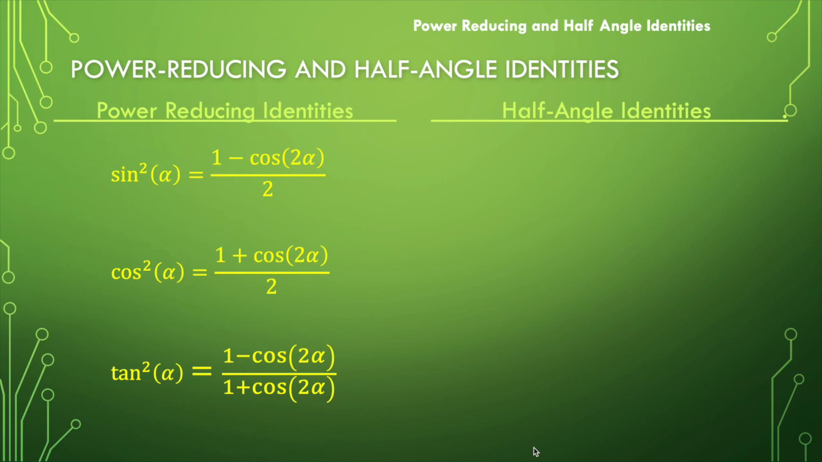Well, welcome back to our discussion about half-angle identities. To begin, we are going to look at how we came up with these half-angle identities. They are actually derived from the power-reducing identities.